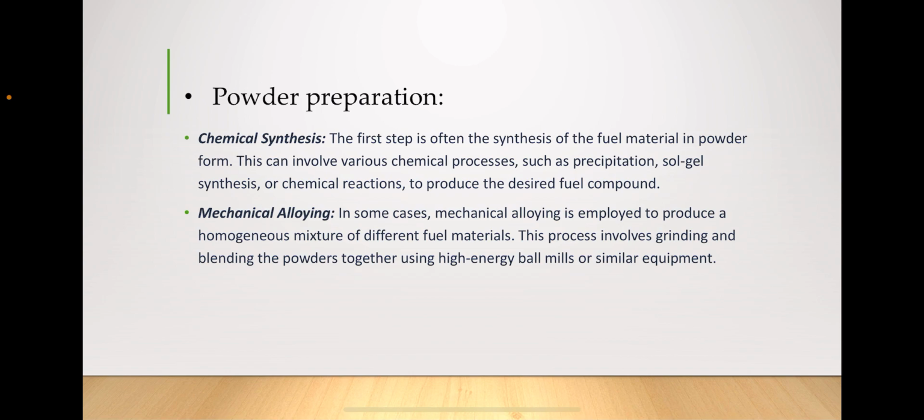This can involve various chemical processes such as precipitation, sol gel synthesis, or chemical reactions to produce the desired fuel compound. Mechanical alloying. In some cases, mechanical alloying is employed to produce a homogeneous mixture of different fuel materials. This process involves grinding and blending the powders together using high energy ball mills or similar equipment.